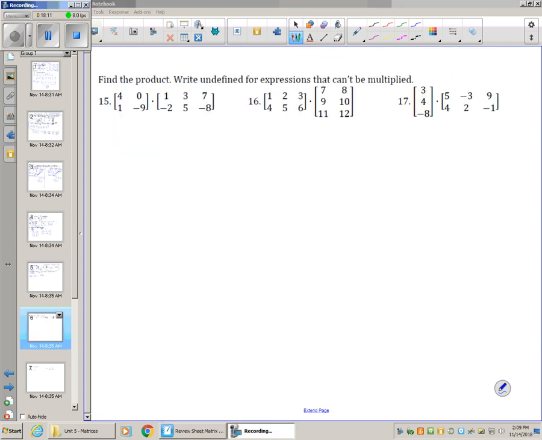All right, finding the product. Right, undefined for the expressions that can't be multiplied. I feel very confident y'all can do this in the calculator. Let's refresh ourselves on how to do this by hand.